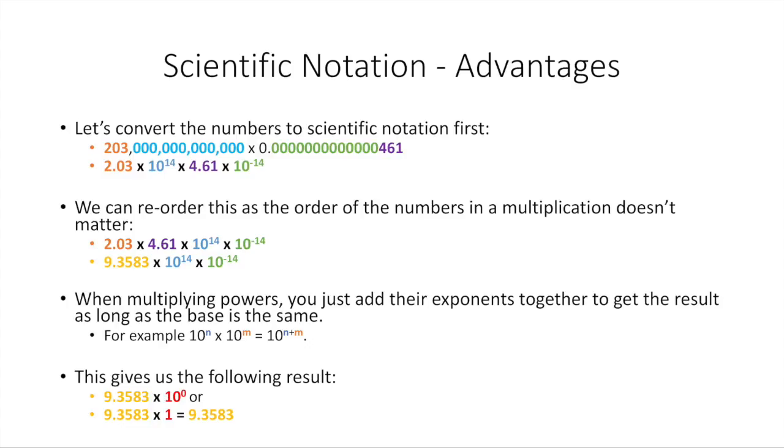This gives us the following result in this case. So we add 14 and minus 14, and that's just 0. So really we get a 10 power 0. 10 power 0 is just 1. And you multiply a number by 1, that's the same number. So 9.3583 is the correct answer to this very large and seemingly complicated at first multiplication, which now becomes very simple when you look at it. It's like, oh yeah, 14 plus minus 14. Okay, that's very easy to calculate, you know? So that's one of the biggest advantages of scientific notation.